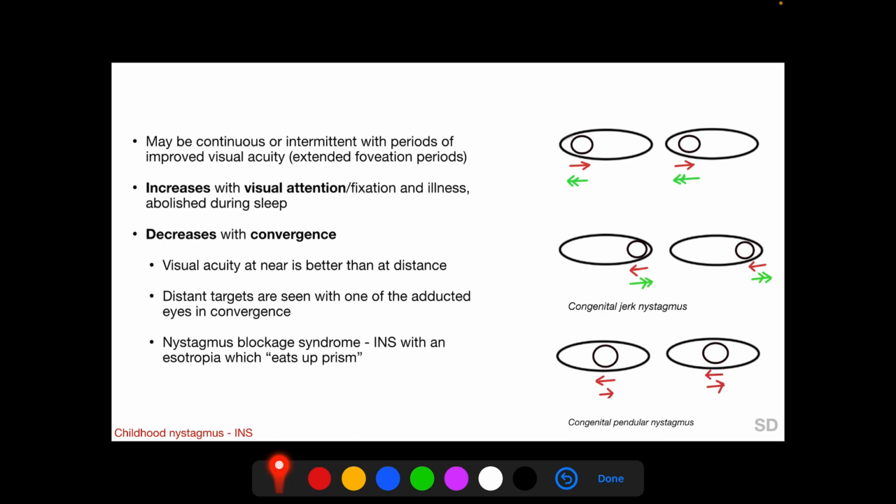And because of this, in an esotropic patient with INS, when we try to estimate the amount of esotropic deviation with a base-out prism, the patient increases the convergence and is said to eat up the prism, and this is called nystagmus blockage syndrome.